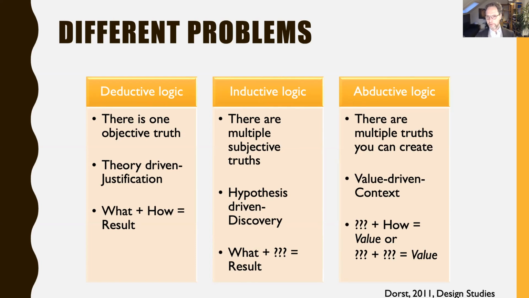And in abductive logic, actually, it is no longer about truths. Because there are multiple truths you can create, and really what is important is value. What is it that you can create? So you're no longer looking for the optimal solution, you're looking for a working solution. And often this happens in value-driven contexts, and this is why it's often also related to, for instance, user-centric or human-centered research, where people's values matter in the solutions that you're making.